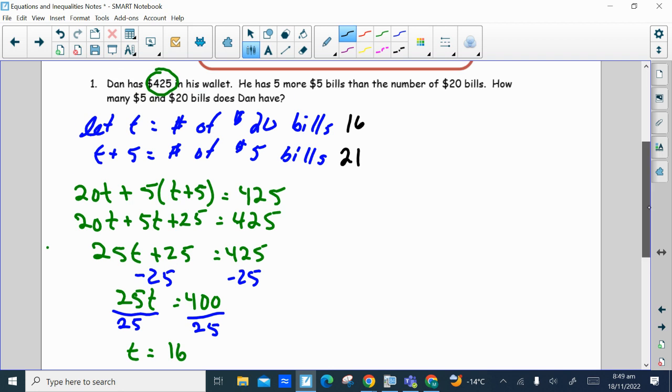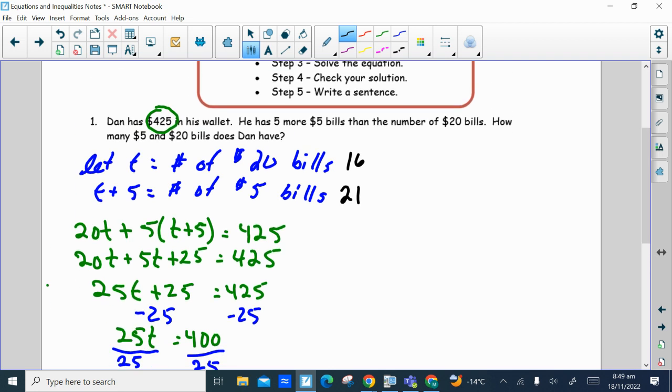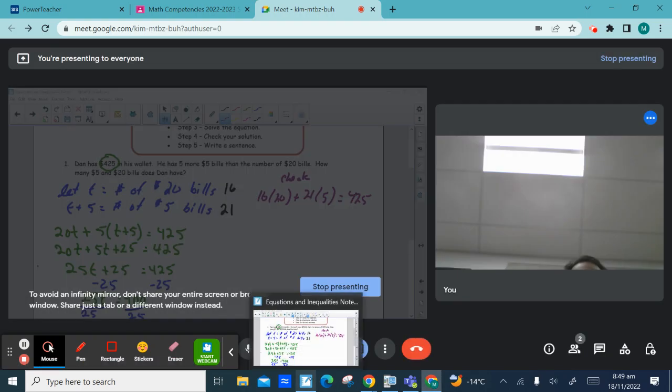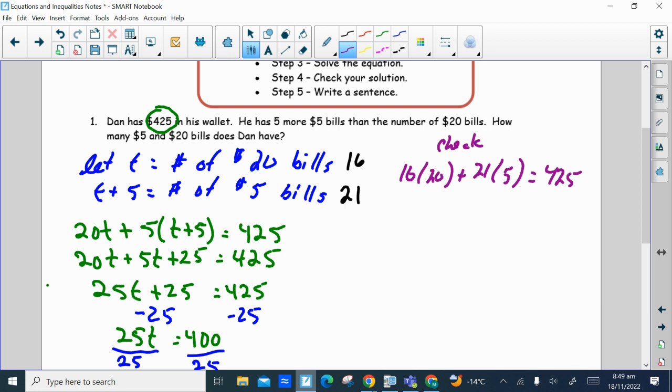So to check this, there's two things that we need to look at. Number one, there has to be $425 in his wallet. So to check this, if we take 16 $20 bills plus 21 $5 bills, that should equal $425. So this is going to be part of our check to make sure that we get the right amount.